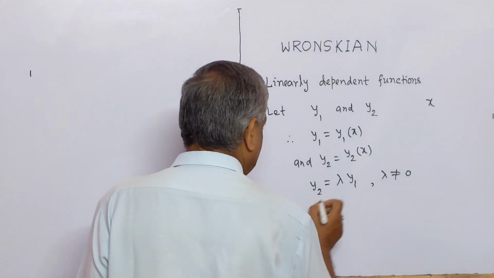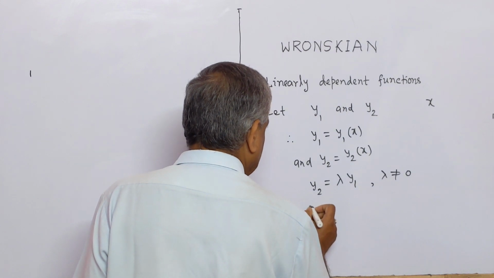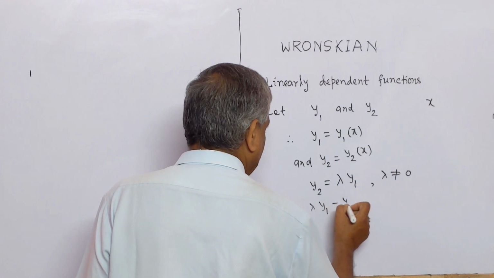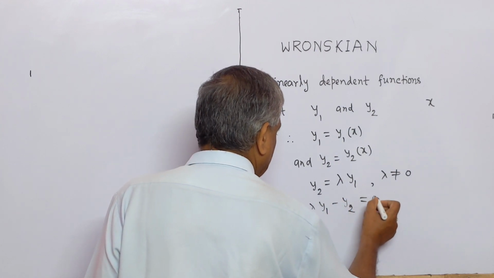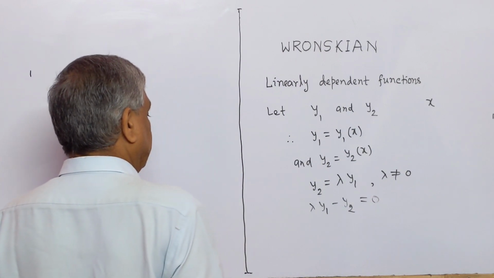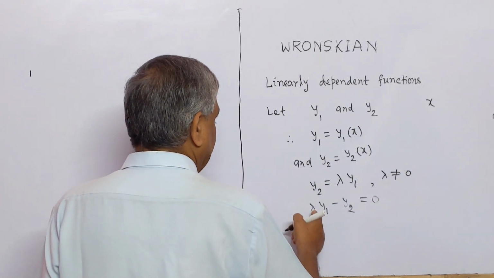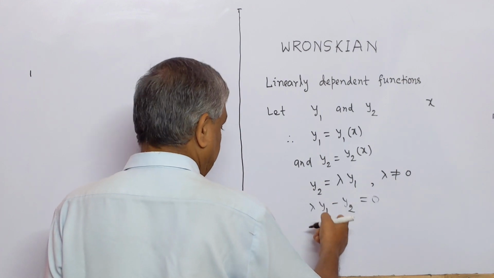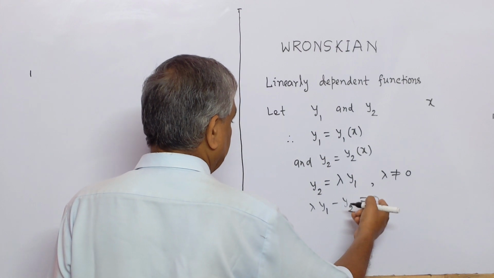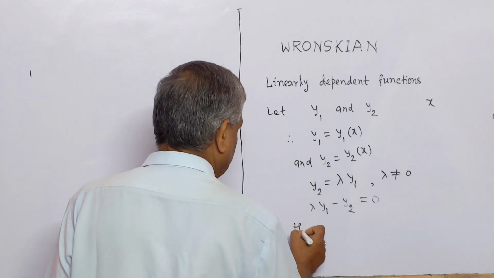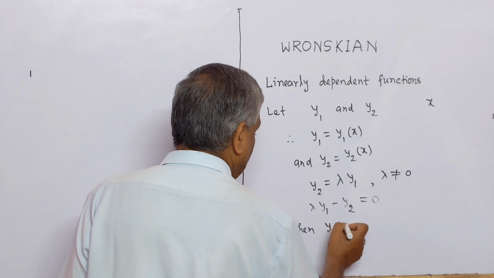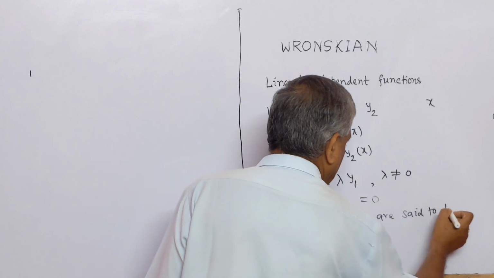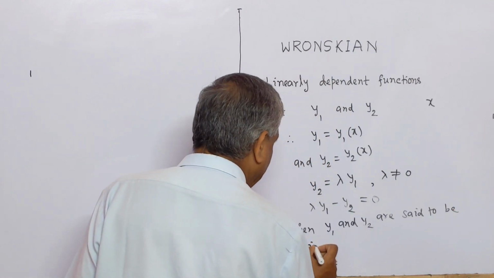We may write this equation as lambda y1 minus y2 equal to 0. Here, some constant multiplied by y1 plus some constant, minus 1, multiplied by y2 equal to 0. Then y1 and y2 are said to be linearly dependent functions.